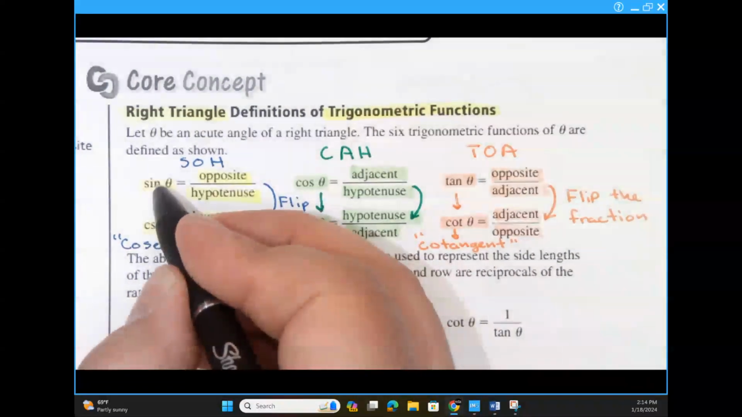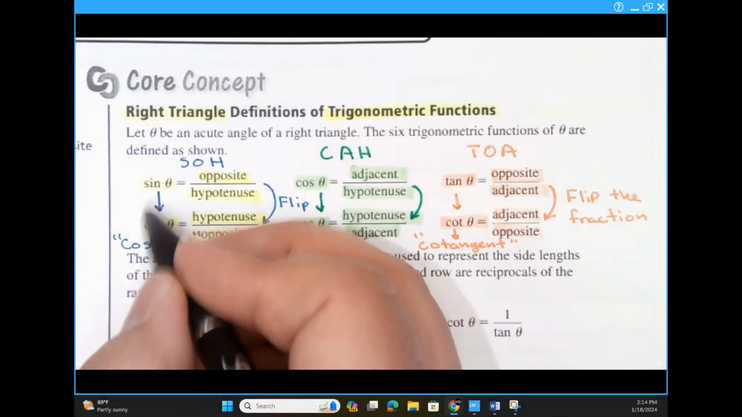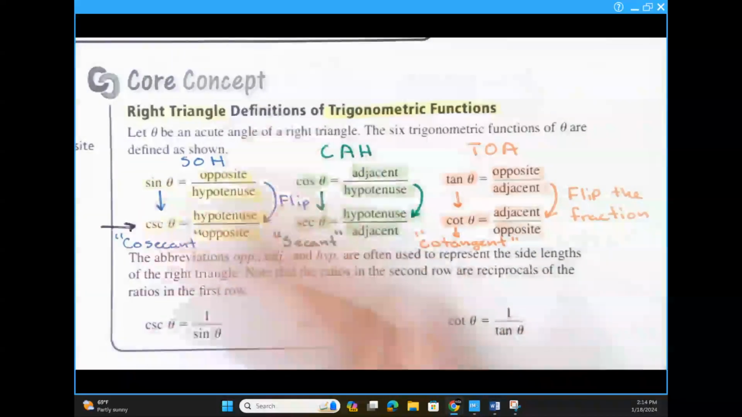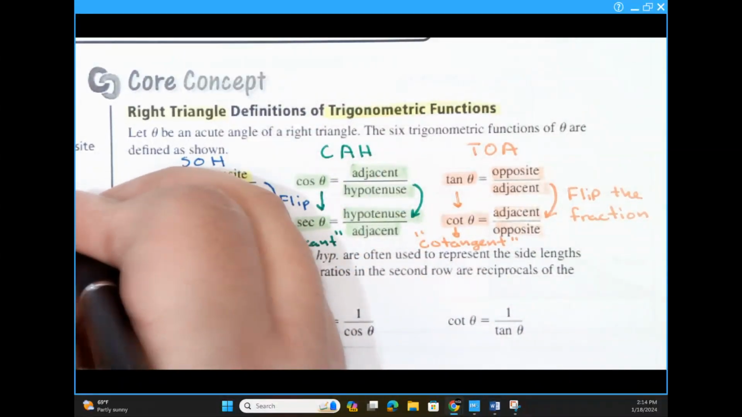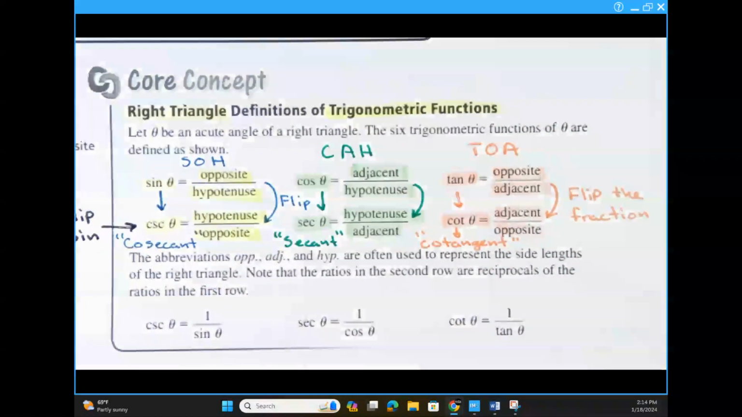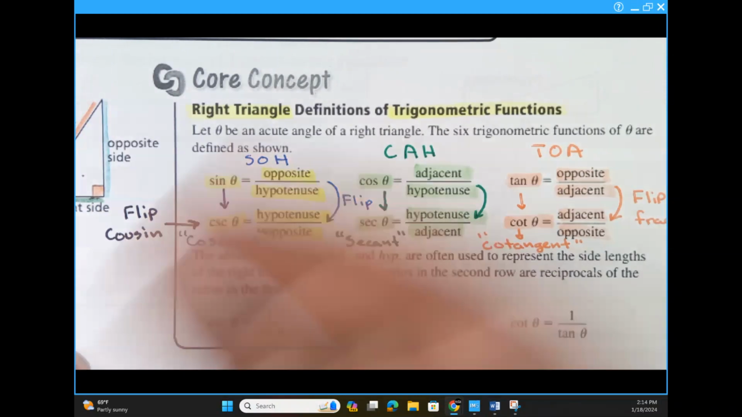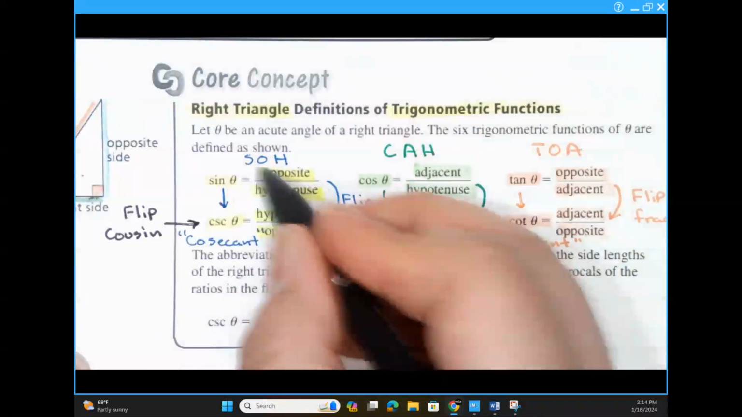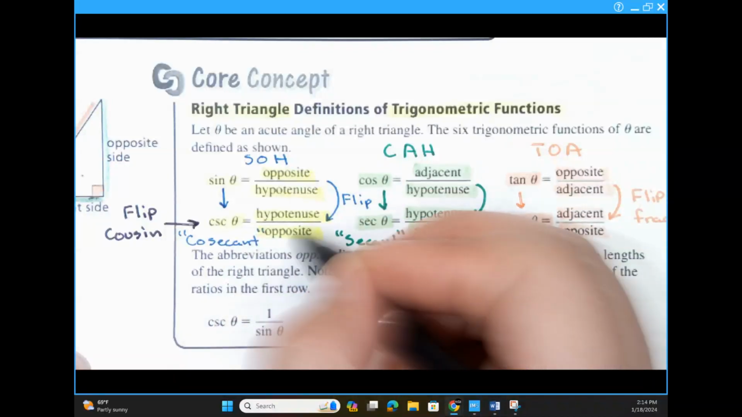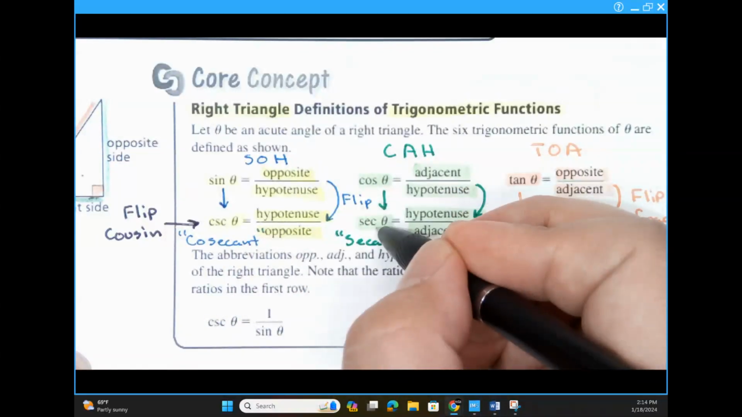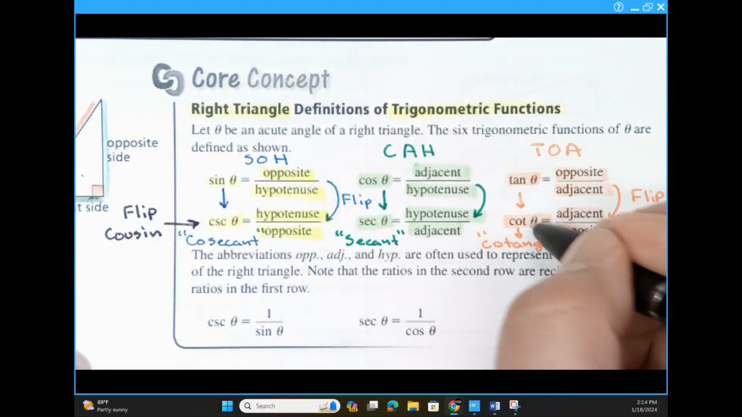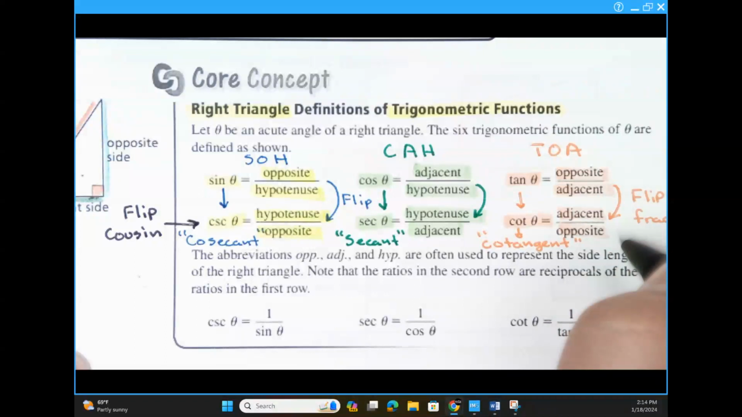Like sine is related to cosecant. Notice how the cousins, I like to call them the flip cousins right here, because all we do is flip them over. So these are the flip cousins because they're related. Sine is related to cosecant, and all you do is flip the fraction. Cosine is related to secant. All we do is flip the fraction. Tangent is related to cotangent. All we do is flip the fraction.